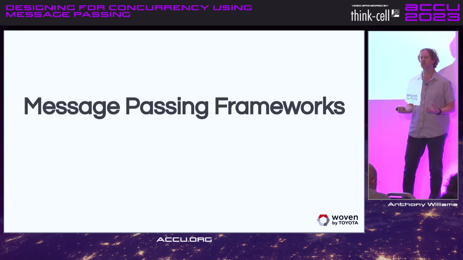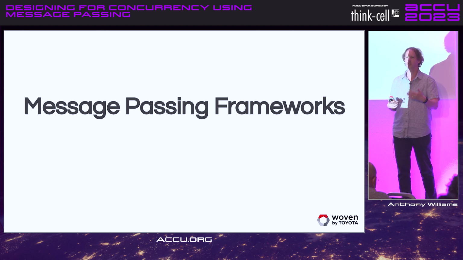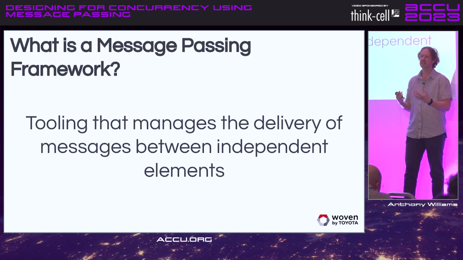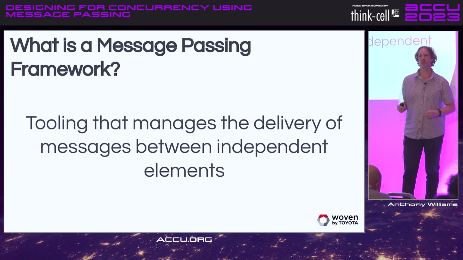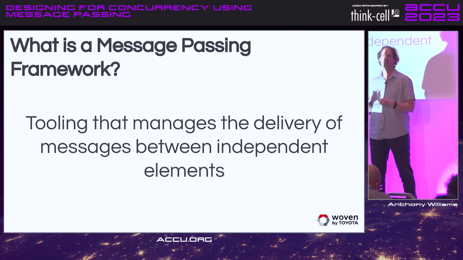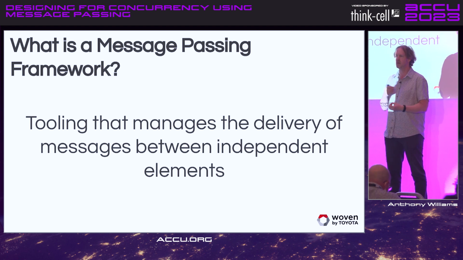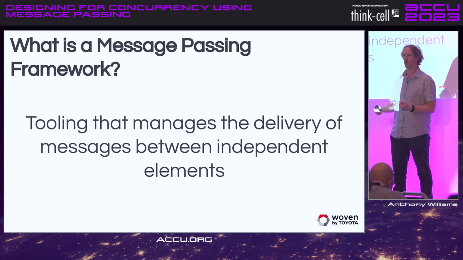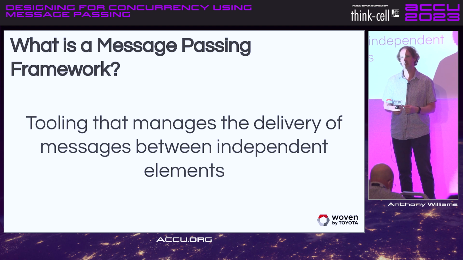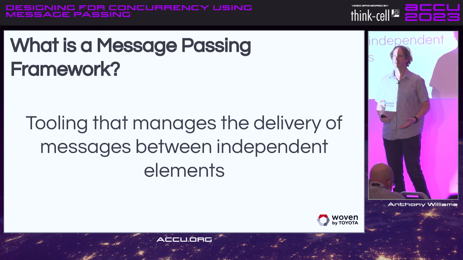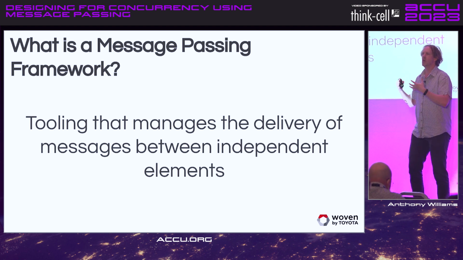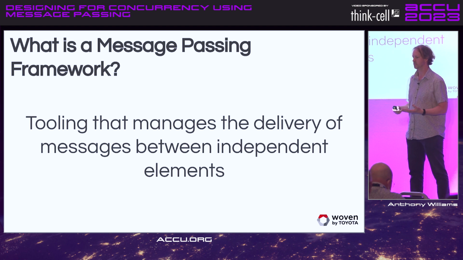Okay, so that's some of the why you might choose to do this. So what is our framework going to do for us? Well, fundamentally, when I talk about a message passing framework, I'm saying tooling that manages the delivery of messages between independent elements. Now, this might be tooling in terms of a preprocessor that you run that generates some code for you, or it might be tooling in terms of a library that you link in and then use its public API. I'm being quite general in that, and it might be some mix of the two, but that's what I mean when I say a message passing framework.